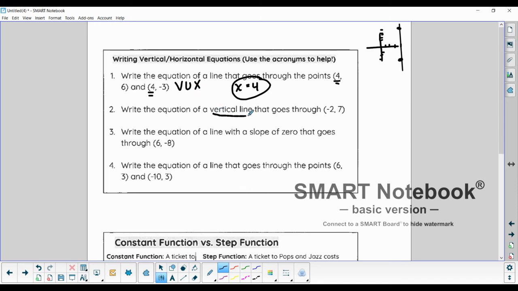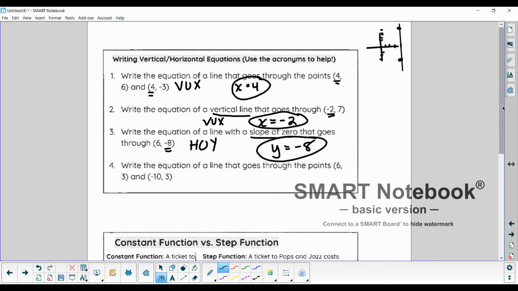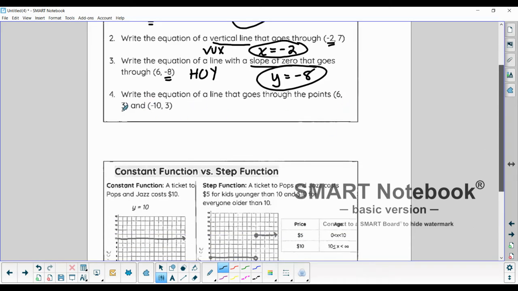Here, they told us it's vertical, so again, it's going to be VUX. So we'll pick the x coordinate to write our equation for, x equals -2. For this one, they told us that it has a slope of 0. So since it has a slope of 0, it's going to be HOY. So that's going to be a y equals equation. So you'd use the y coordinate to say y equals -8. And then this last one goes through (6, 3) and (-10, 3). That's going to be a horizontal line. So it'll be y equals 3 using the y coordinate.